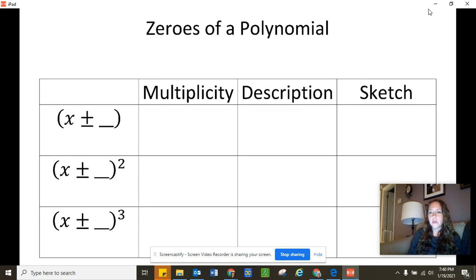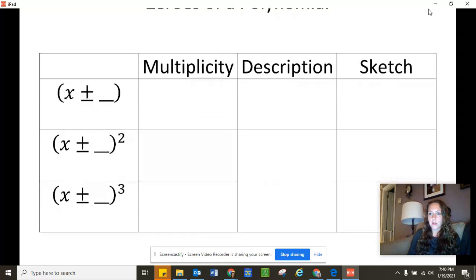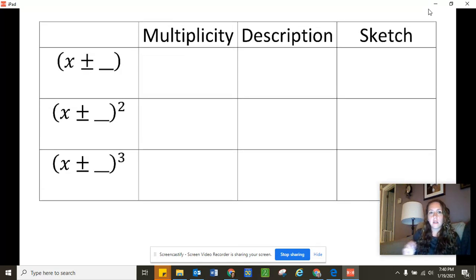We're starting with polynomials, and we're going to start with graphing them in factored form. If you did the work that I assigned for the first half of the week, you should have kind of seen what happens with this stuff.